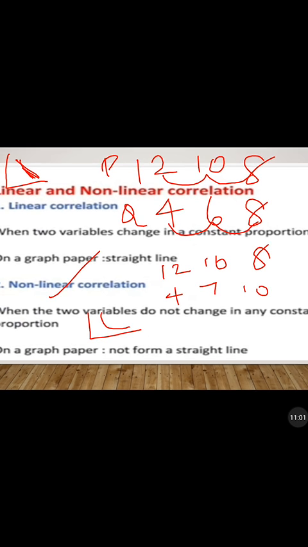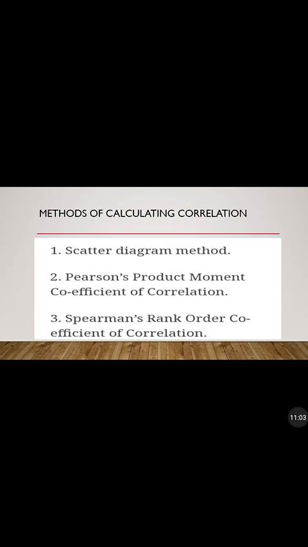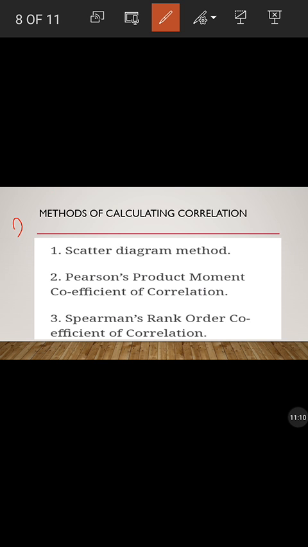Let us move on to the next topic. That is, we are going to see the methods of calculating correlation. So in total we have 3 methods. The first one is scatter diagram. The second one is Pearson's product, or we can also shortly call it Karl Pearson's coefficient of correlation. Then the third one is Spearman's rank order coefficient of correlation. This can be shortly known as Spearman's rank correlation. Okay, so these are the 3 methods of calculating correlation.